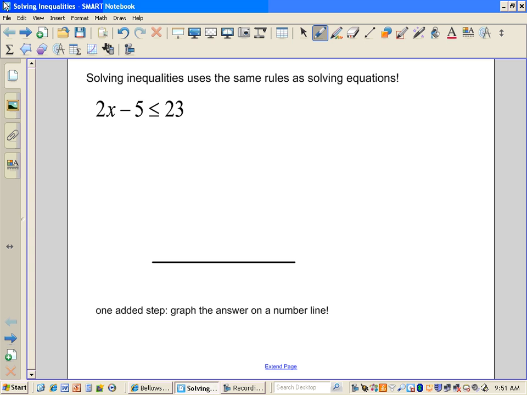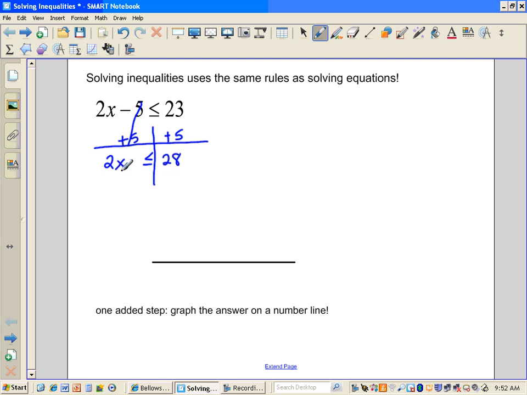If you still like to draw that vertical line, to remind yourself if you do something on one side you have to do it on the other, go ahead and you can still draw that line there. If I want to get the x by itself, I'm multiplying by 2 and subtracting by 5, so I have to work backwards. I'm going to add 5 to both sides. The 5's cancel. So I'm left with 2x is less than or equal to 23 plus 5, which is 28.